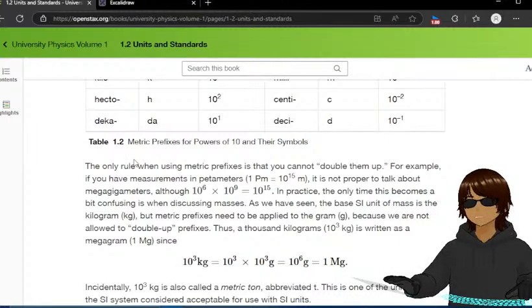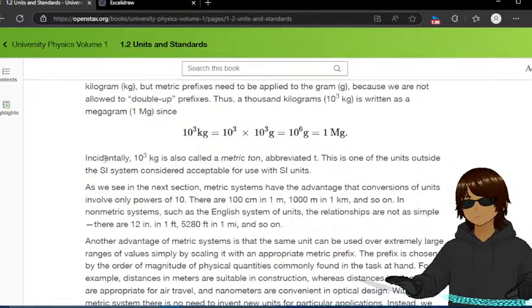The only rule when using metric prefixes is that you cannot double them up. For example, if you have a measurement in petameters, it is not proper to talk about megagigameters, although mega and giga both make peta. In practice, the only time this becomes a bit confusing is when discussing masses. As we have seen, the SI unit of mass is the kilogram, but metric prefixes need to be applied to the gram because we are not allowed to double up prefixes. Thus, 8,000 kilograms is written as 8 megagrams. Incidentally, 10 to the power of 3 kilograms is also called a metric ton. This is one of those units outside of the SI system considered acceptable for use with SI units.